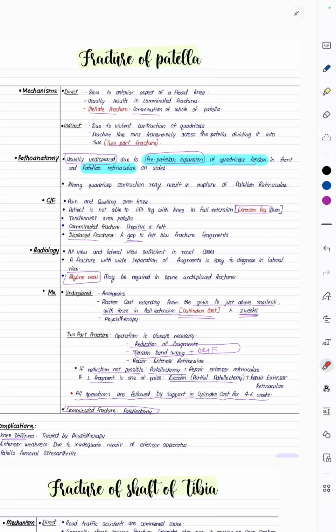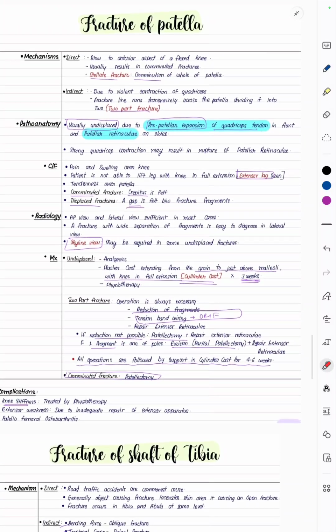Now the pathoanatomy: it is usually displaced because of tearing of the prepatellar expansion of the quadriceps tendon and the patellar retinaculum on both sides. So usually it is undisplaced, but in a two-part fracture it becomes displaced. Clinical features are pain and swelling over the knee joint. The patient is not able to bear weight on the limb. Extensor lag is seen; the patient cannot hold the knee in full extension. In comminuted fractures there is crepitus, and in displaced fractures a gap can be felt. Radiologically, anteroposterior and lateral views are sufficient, but sometimes a skyline view may be required in undisplaced cases.